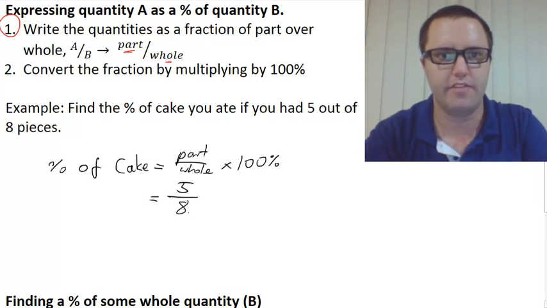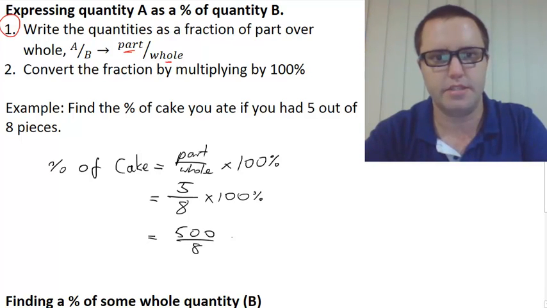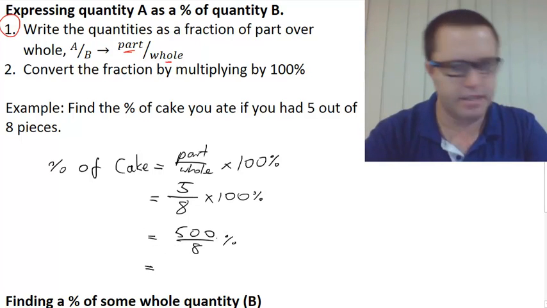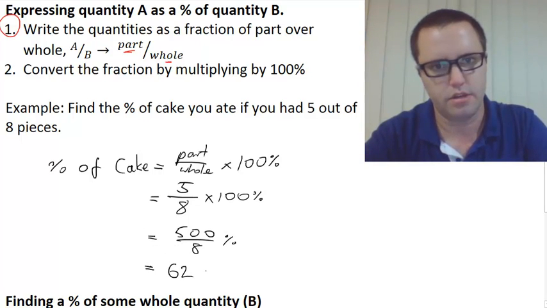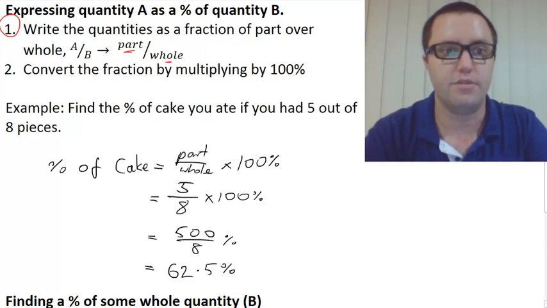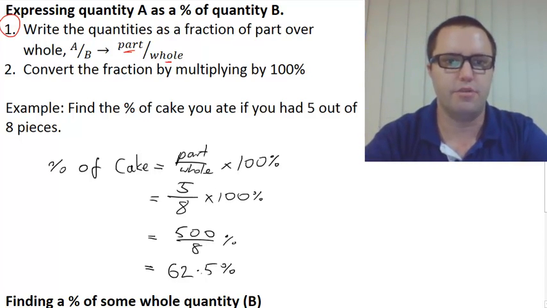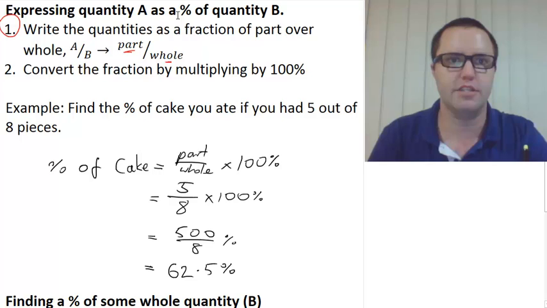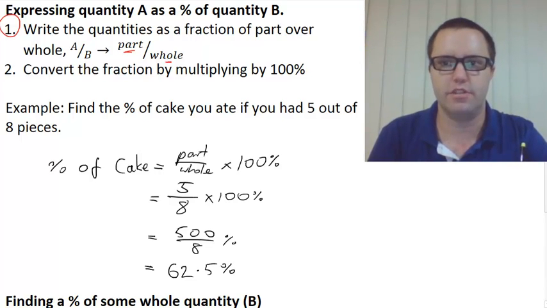Okay, so we had 5 out of 8 pieces times 100%, and so you get 500 divided by 8%, and if we smash that into our calculator, we will get 62.5%. So you ate 62.5% of the cake if you had 5 out of the 8 pieces available. Alright, so that's one of the main things you get to do, which is expressing quantity A as a percentage of quantity B.